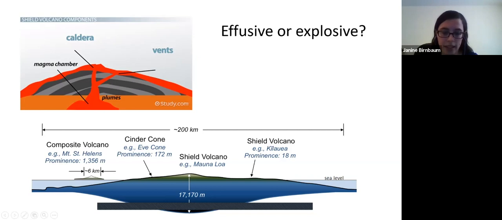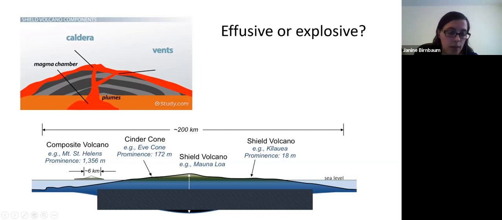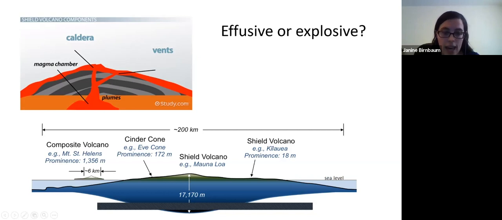So we can see here an example of the scale of different volcanoes. On the left is our composite volcano, Mount St. Helens, that we already looked at, and comparing that to a shield volcano like Mauna Loa, we can see just how much bigger Mauna Loa is in comparison. Much, much bigger volcanoes. So if these are mostly made up of lava, do we think that they're mostly effusive eruptions or explosive eruptions?